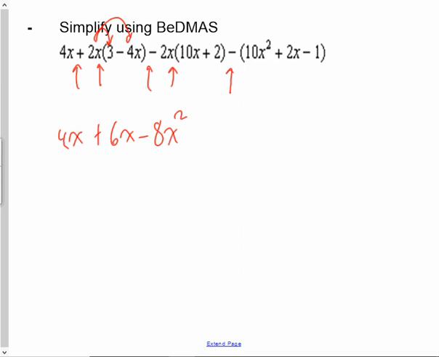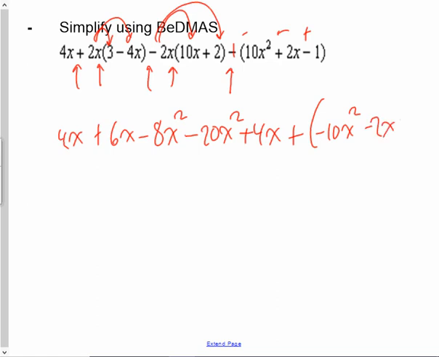Then I'm going to treat it as a minus 2x. So a minus 2x multiplied by a 10x is going to be a minus 20x squared. And a minus 2x multiplied by a positive 2 will be a positive 4x. Then I'm going to change it to addition and use the opposite of all of these. So it's going to be plus a negative 10x squared minus 2x plus 1.